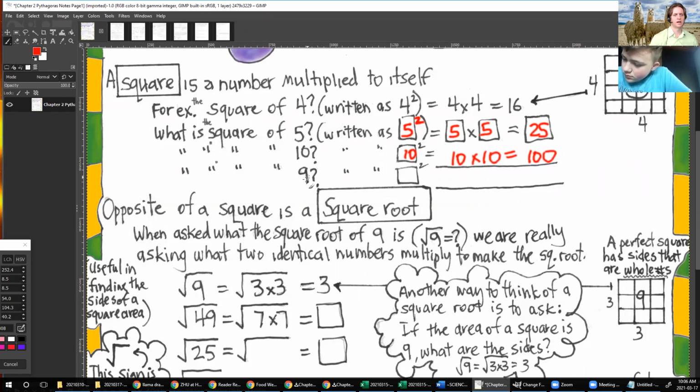What is the square of 9? So we write 9 as 9 squared. And 9 squared is 9 times 9, which is 81.